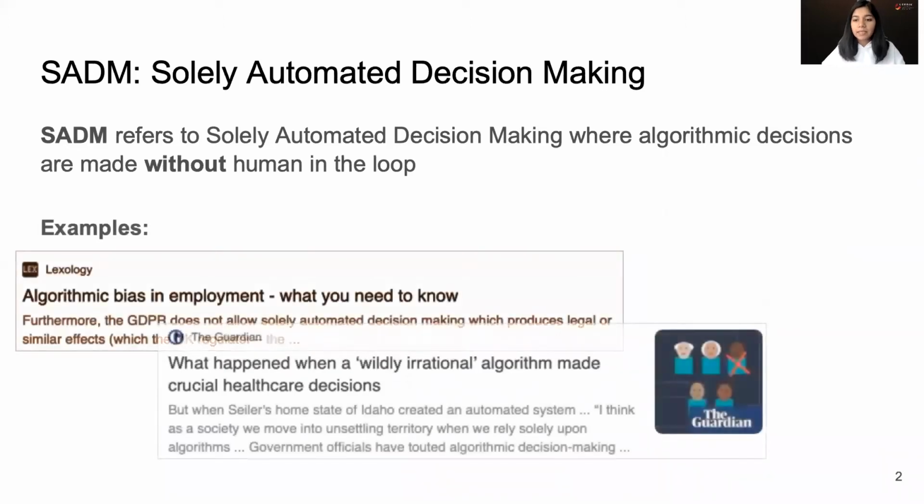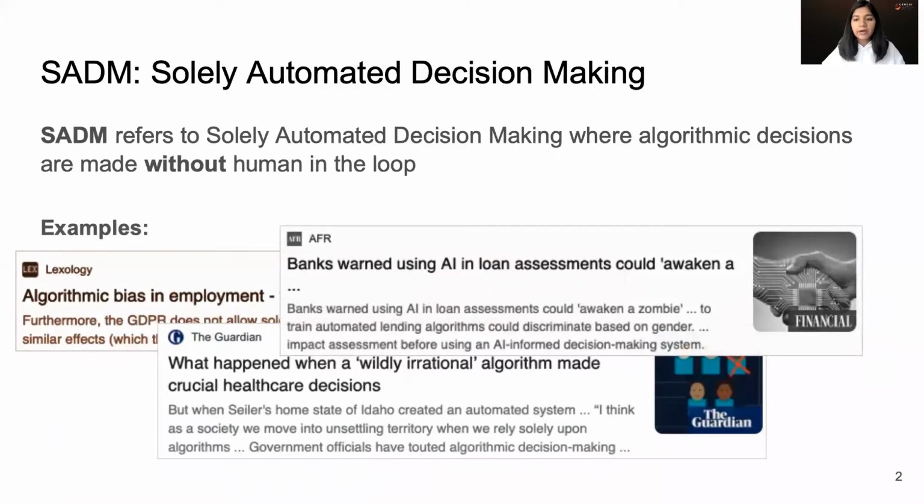It is widely applicable in job search, healthcare, banking loan approval, and many other areas. However, such automated decision making could lead to discrimination, social segregation, and loss of privacy.